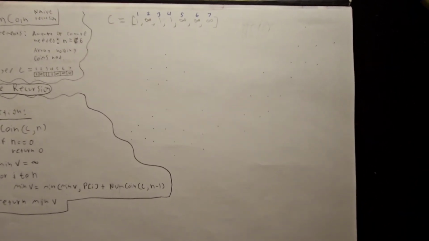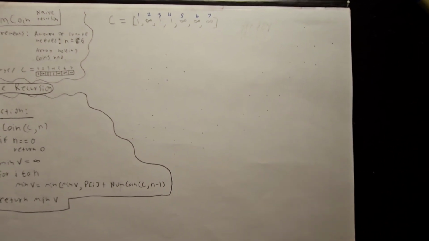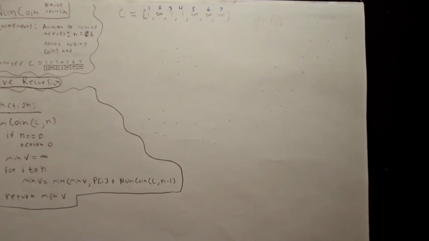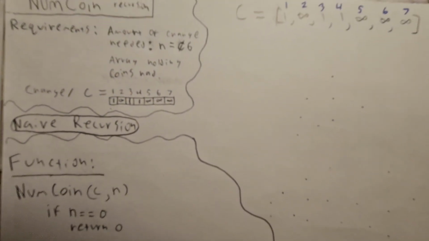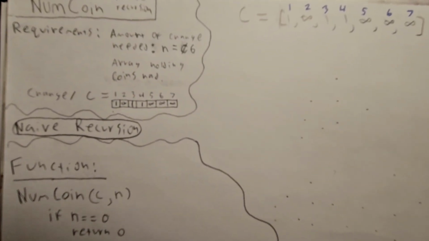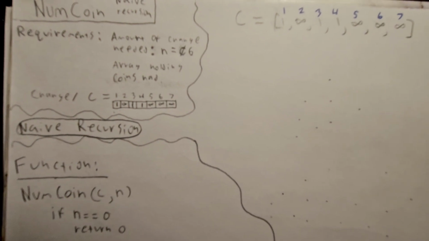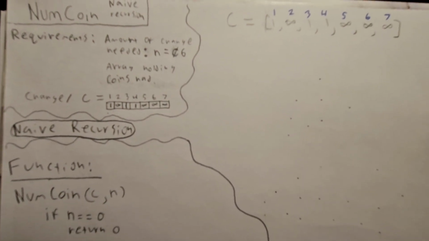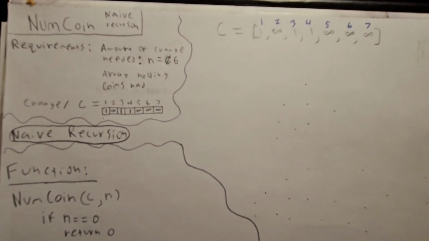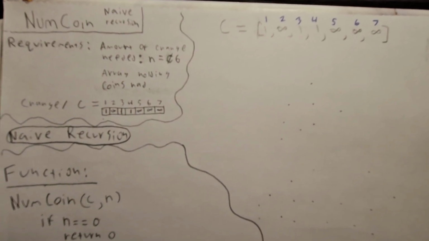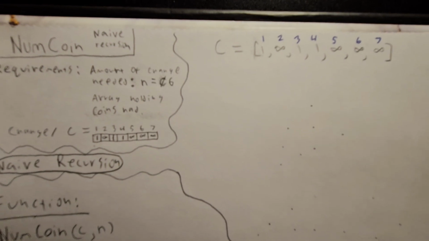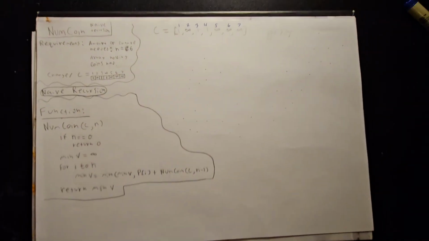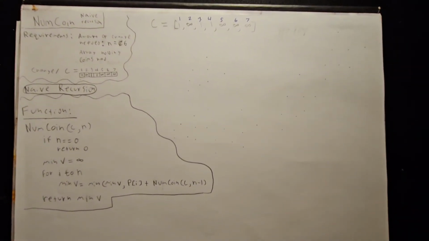In this situation, we have three different coins. We have a 1-cent coin, a 3-cent coin, and a 4-cent coin. This can be seen in our array that we have in this function. As you can see, the 1, 3, and 4 indexes all have a value of 1, while the rest have a value of infinity. N is 6, because we're looking for 6 cents in change.